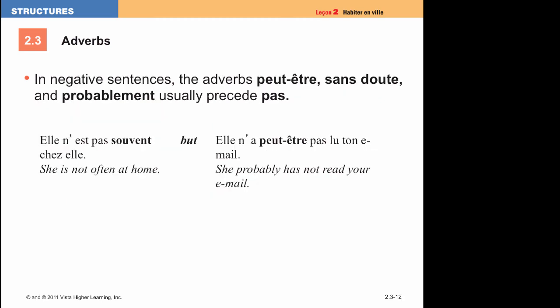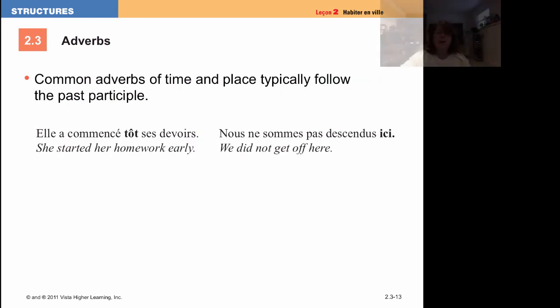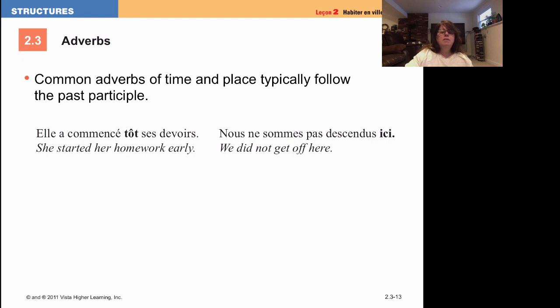In negative sentences, the adverbs peut-être, sans doute, and probablement usually precede pas. So we have elle n'a peut-être pas lu ton email. She probably did not read, or has not read, your email. There it came before pas. But they give you the first example. They give you elle n'est pas souvent chez elle. She's not often at home. Souvent is after. So in a negative sentence, usually the adverbs peut-être, sans doute, probablement are going to precede pas, but the others will come after. Common adverbs of time and place typically follow the past participle.